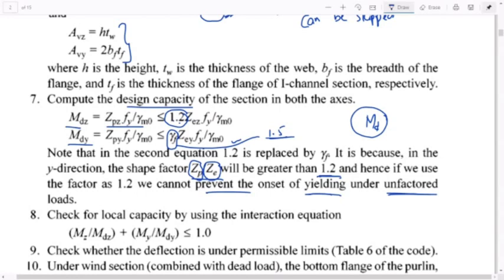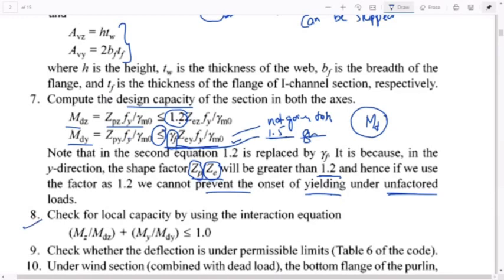To avoid that in any case. But of course, that's not an issue, because when we are designing these purlins, this condition is not going to be satisfied. Okay, this Mdy is going to be greater than this value. But don't worry about that, no problem.